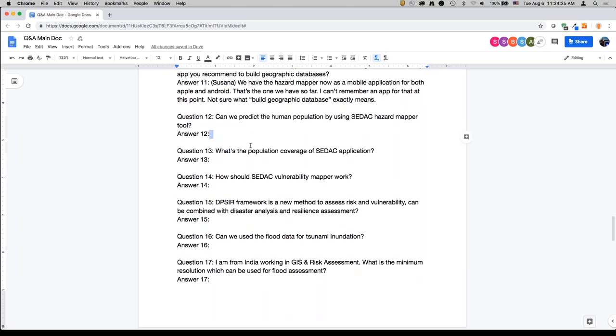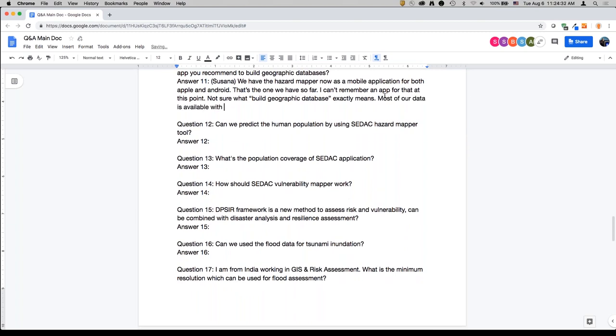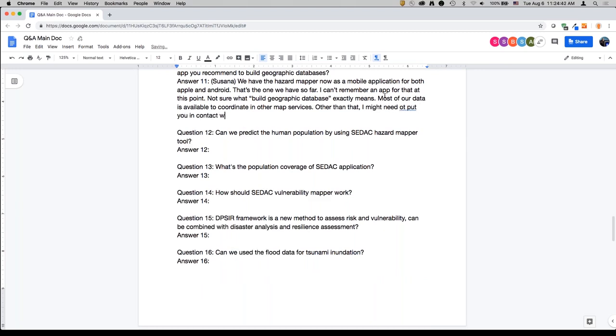Most of our data is also available as web services, so you can incorporate our data in other services, in other map services. Other than that, I may need to put you in contact with our IT department. They were the ones that developed the app and the web services.